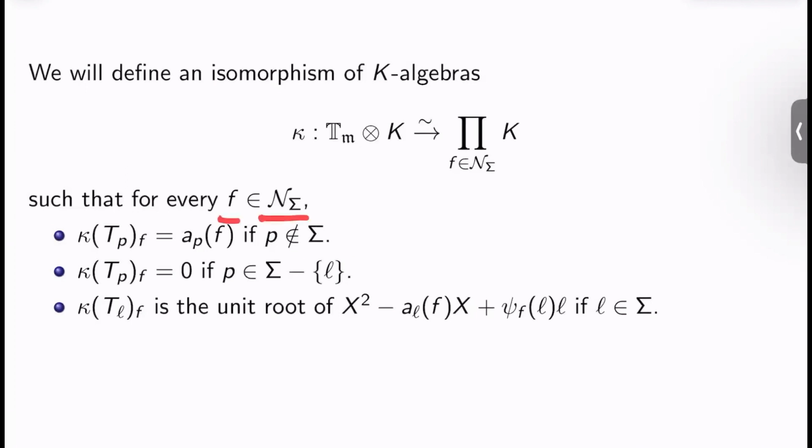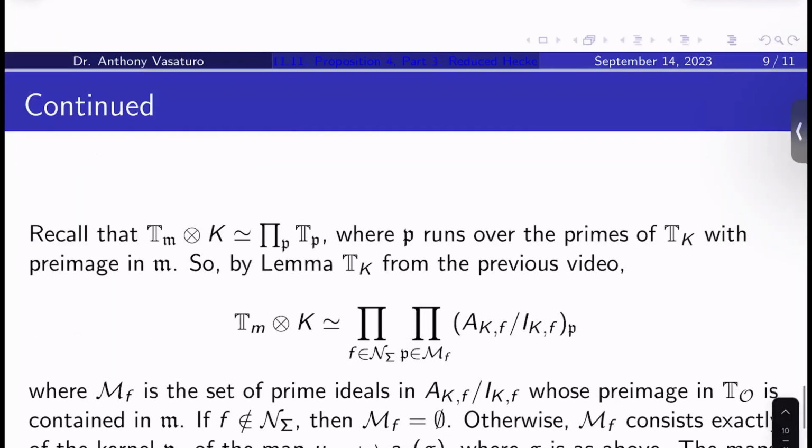For every f in cal N sub sigma, kappa of T sub P sub f, so kind of this sequence indexed by these f's of all of the Hecke operators T sub P, what happens if you take kappa of that? You're going to get A sub P of f if P isn't in sigma. What happens if P is in sigma but isn't L? If you do kappa of T sub P of f, you're going to get 0, actually. And what happens if L is in sigma, which is the last case? What is kappa of T sub L sub f? It's the unit root of x squared minus A sub L of f x plus psi sub f of L times L.